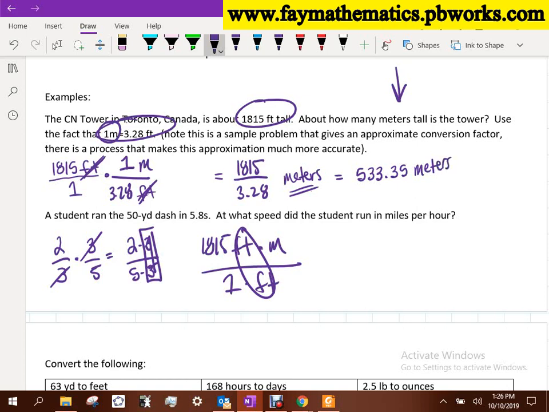My hope is that some of us start to say, well, why do I have to do that work? I know I'm going to take 1815 divided by 3.28, and so give me my meters. Okay? I know some of you thought that. And that's fine.